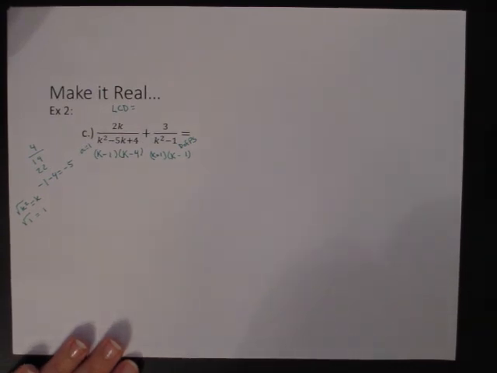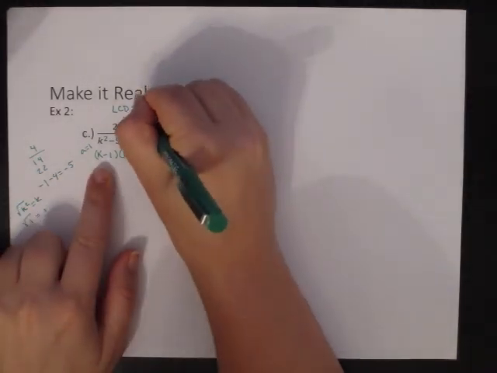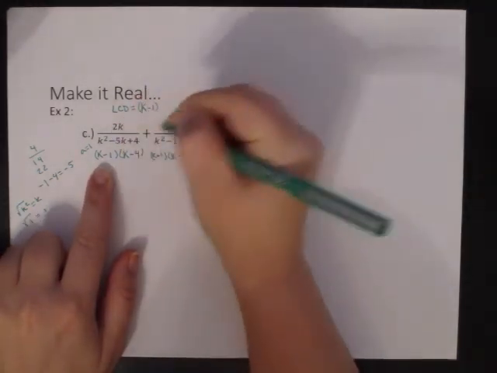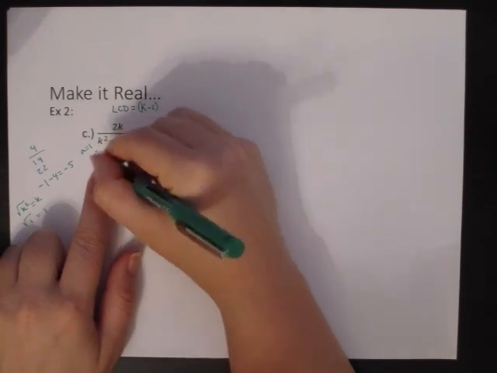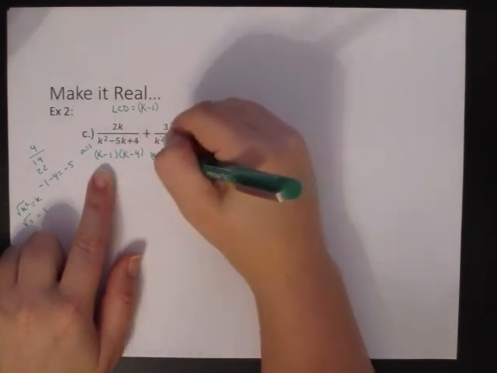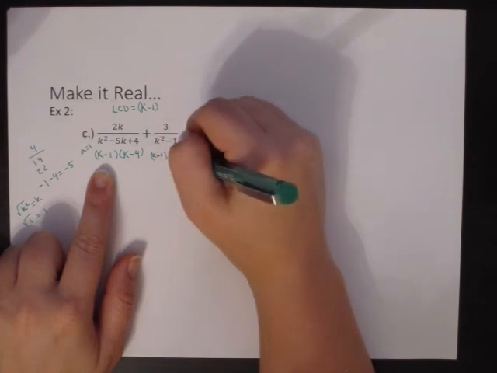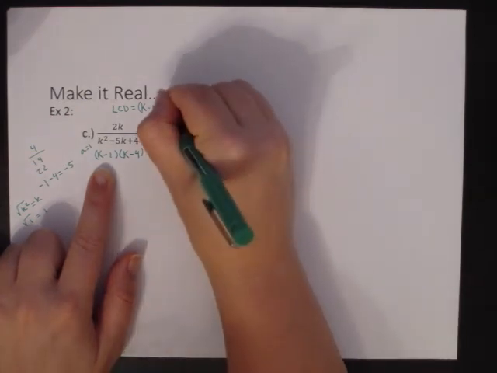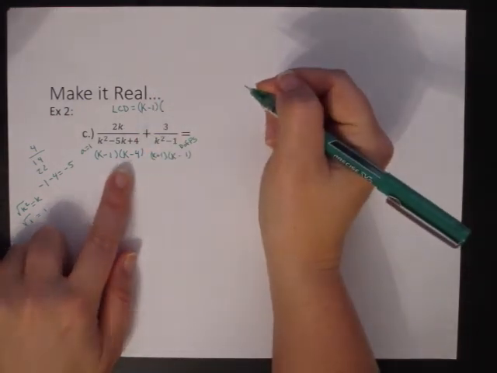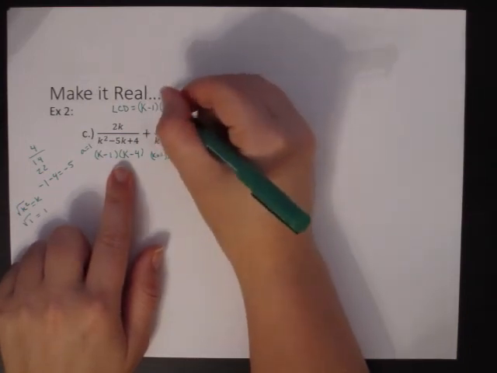Alright, now for my LCD, I have to ask the question of how many. So the first one I see is k minus 1. How many k minus 1s do I see in my first set of factored form? I see 1. How many do I see of k minus 1 in the second one? I see 1.